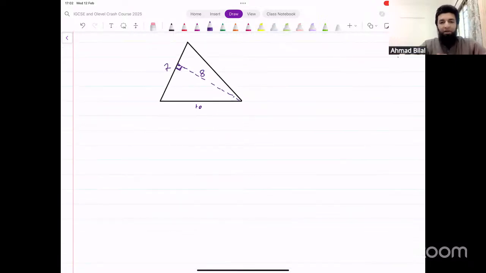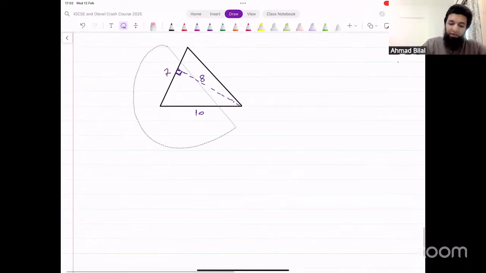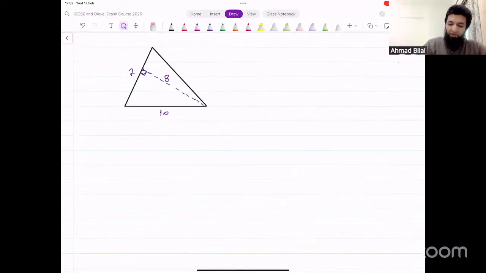Now, how do you find the area of this triangle? That's the question. Which sides do we use? Do we use 7 and 10? Can we consider 7 as the height and 10 as the base? No, they're not perpendicular. We cannot do that. Remember, base has to be one of the sides of the triangle. Base has to be any one of the 3 sides of the triangle.